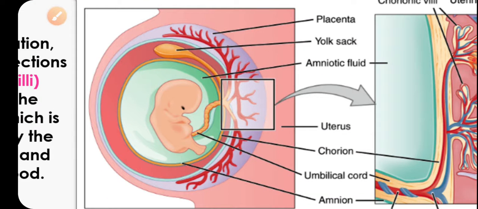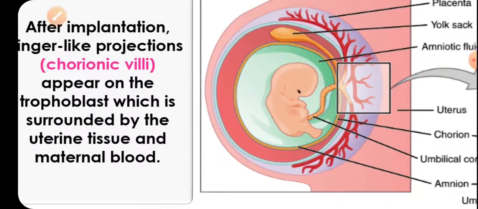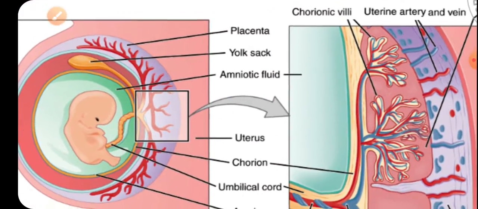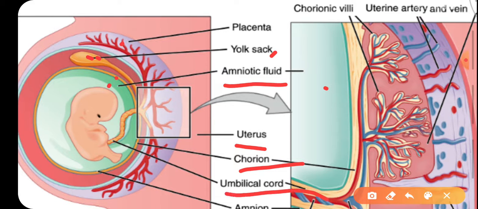Thus, we can see this diagram. The topmost is the placenta, this is the placenta, this is the yolk sac, and this is the amniotic fluid that helps the fetus for its movement. This is the uterus, the chorion, and the umbilical cord.